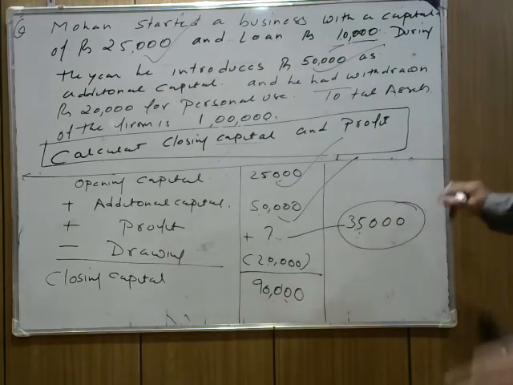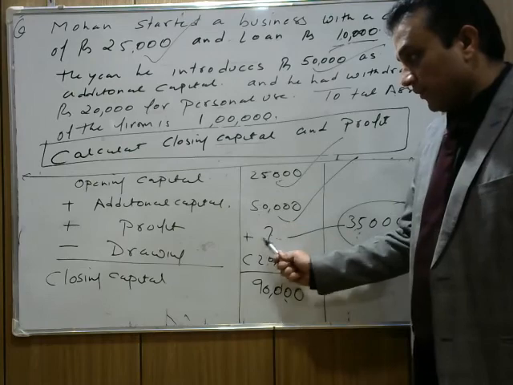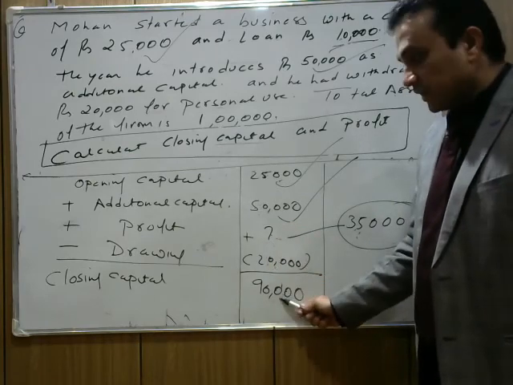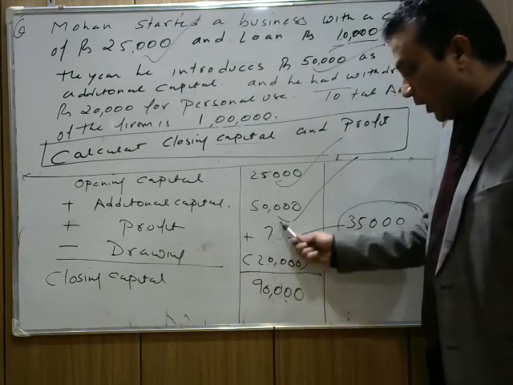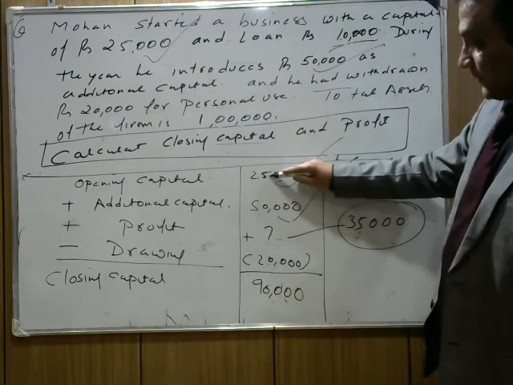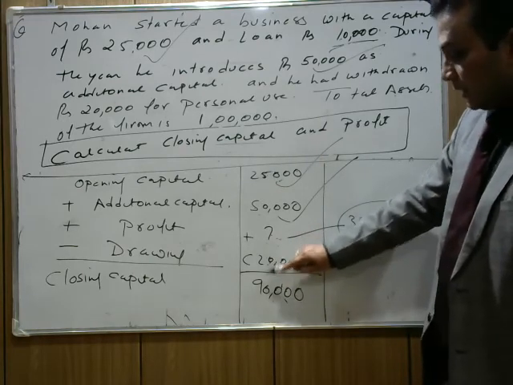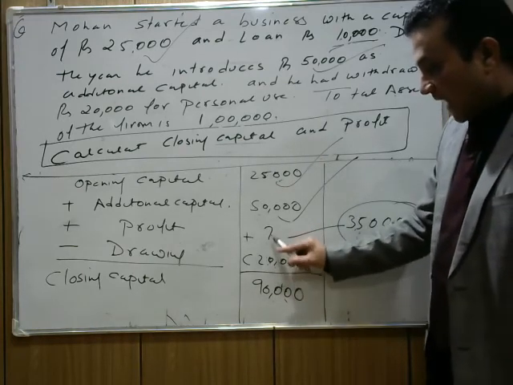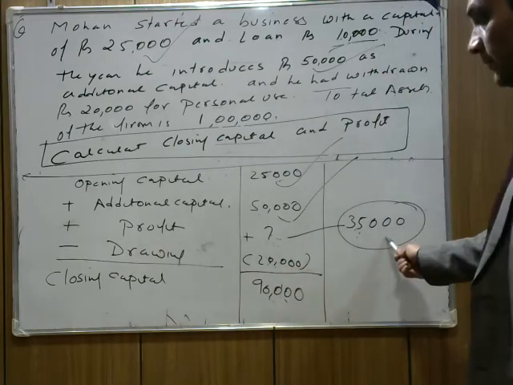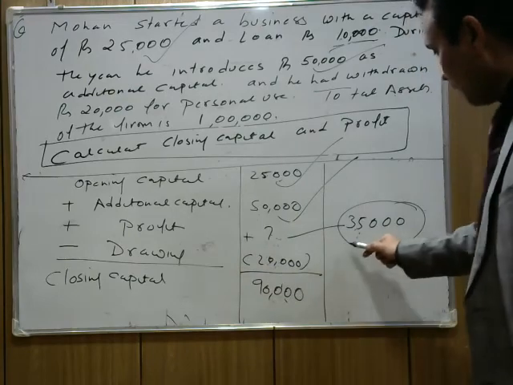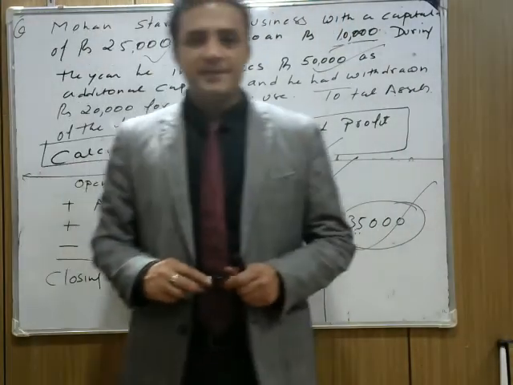I hope this is clear. Opening capital plus additional capital, add profit minus drawing, you get the closing capital. Here, everything is given to us apart from profit. So how can we find profit? 50 plus 25 is 75, minus 20 is coming 55,000. How much do we add to 55,000? It makes 90,000. It means 35,000, and then you can find the profit. The profit is 35,000. I hope it's clear. You find the simple mathematics here.